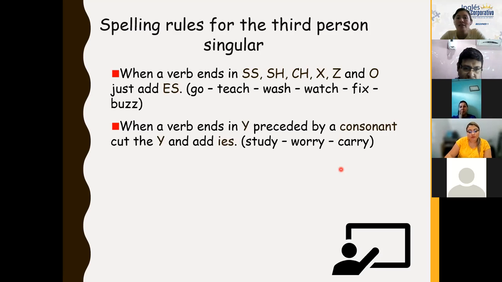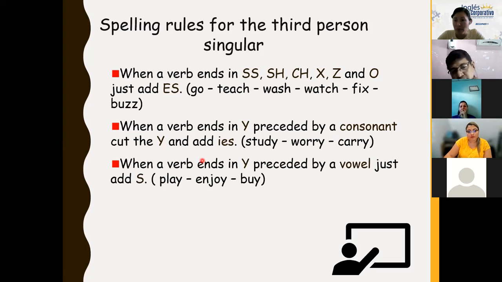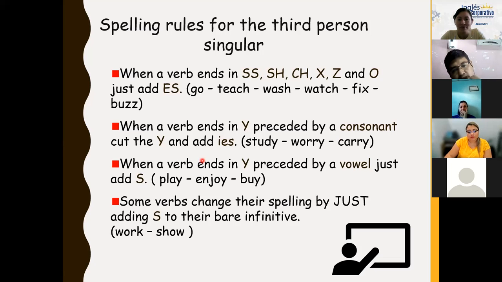Decíamos que la segunda regla es, when a verb ends in Y, preceded by a consonant, cut the Y and add IES. Ahí entonces voy a agregar la IES. I have study, worry, carry. Y también decíamos que los que siempre terminan en Y, pero van precedidos por vocal, we just add S. Solamente agregamos la letra S. When a verb ends in Y, preceded by a vowel, just add S, ¿verdad? Y teacher, ¿y qué hago con los demás otros verbos? Si no aplica la regla 1 y 2, solamente agregamos S en verbo. Some verbs change their spelling by just adding S to their verb.